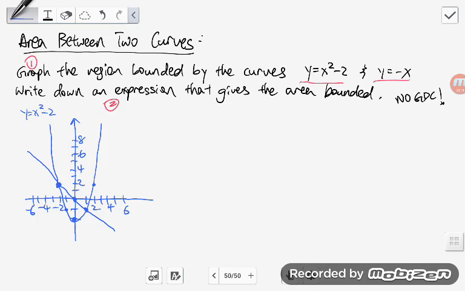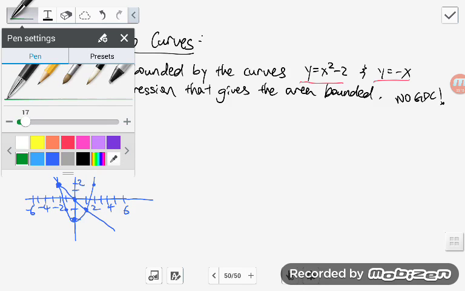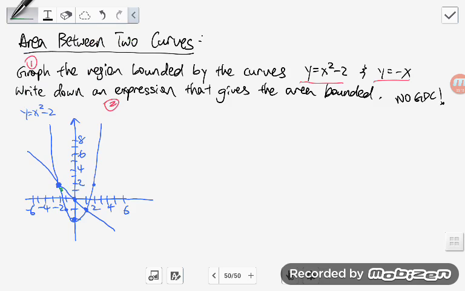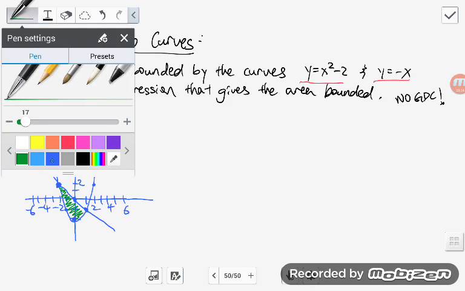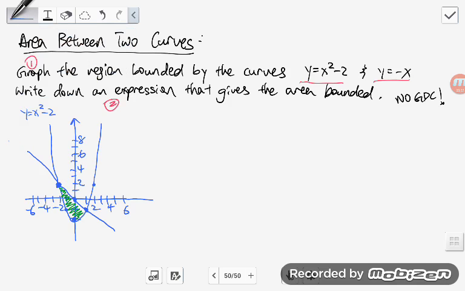So you see that what we're doing here is finding the area bounded by the two curves. I have a straight line and a parabola. This is y is equal to -x. Now, if you look at the graph that I have, the ugly graph, which graph is on top? Is it the linear graph or is it the parabola?